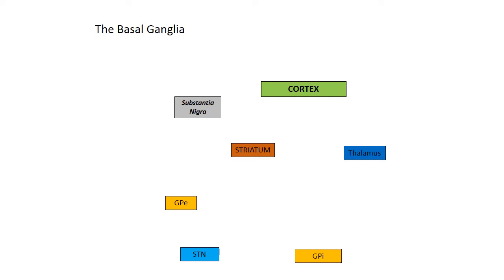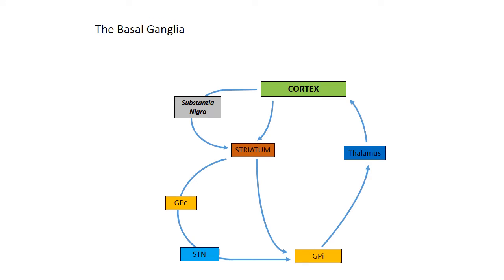So I've introduced the structures. The question is, how do they fit together? Well, that's depicted here. This is a very oversimplified representation, just showing you the flow of information in an anti-clockwise direction. From the cortex, to the striatum and substantia nigra. From the striatum, the flow of information splits into two pathways, reconverging at the internal globus pallidus. Information is relayed to the thalamus and back to the cortex.